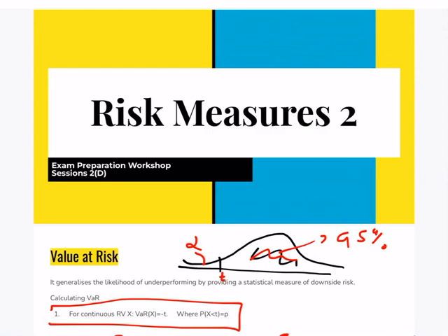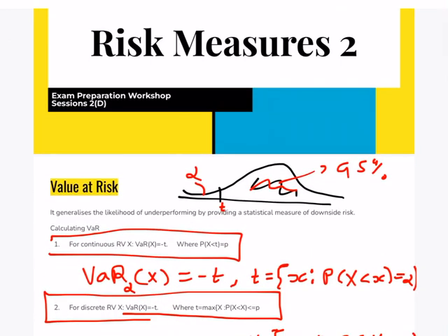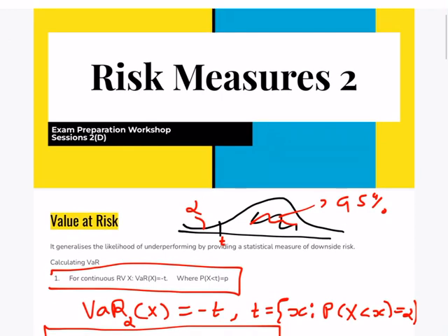Right now we are going to explore one of the most important risk measures that you will find, and normally they use a normal distribution, right? I have already told you that value at risk generalizes the likelihood of underperforming by providing a statistical measure of downside risk. It is that value of X alpha that you are reasonably sure you would not exceed. I have shown it in this equation here.